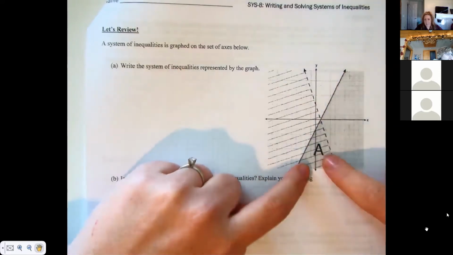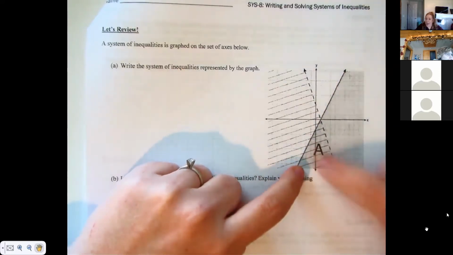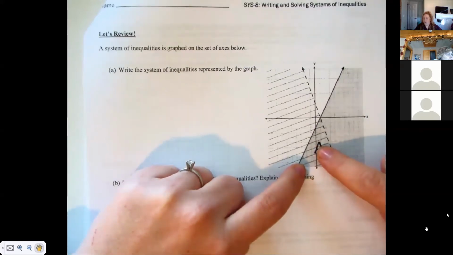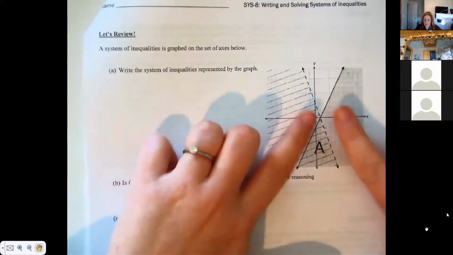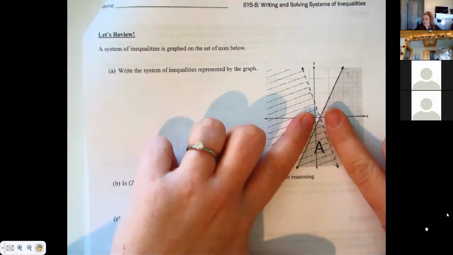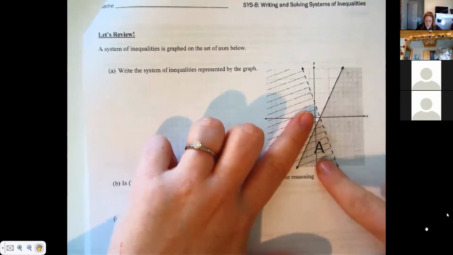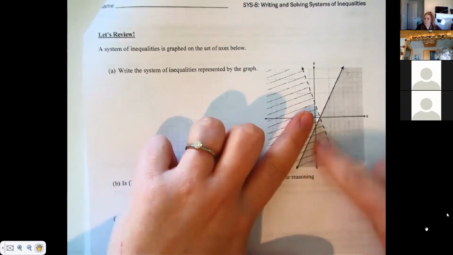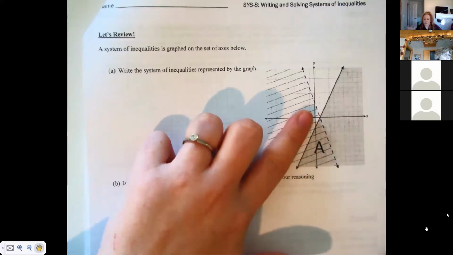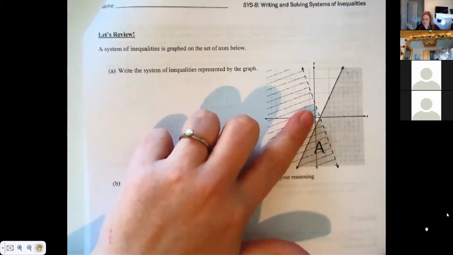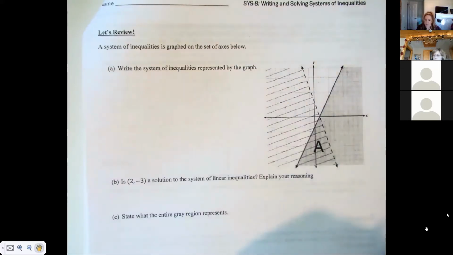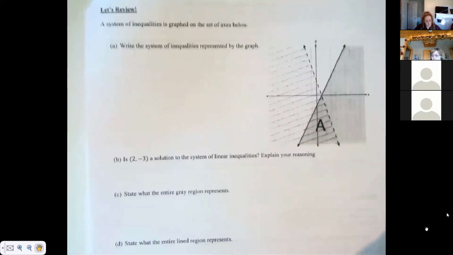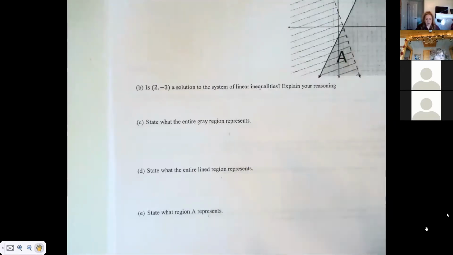This shaded area will make this inequality true. And then this big area labeled with an A, that is your solution set that makes both of these inequalities true. So this area for A that has the double shade, that's your solution set to the whole entire system, not just one singular line, okay? So that was all of those.